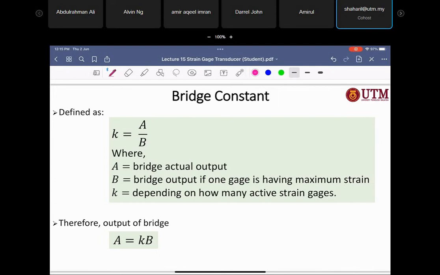That means in order to find the delta V half, you need to multiply the delta V quarter by 2. So it is like A equal to K times B. That means the bridge actual output, for example delta V half, with only 2 active strain gauges, you just need to multiply by 2. K depends on how many active strain gauges. So 2 times delta V quarter. So this A, the actual output you want to find, is K times B.